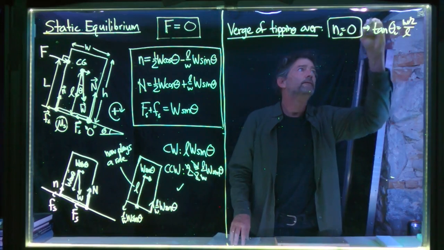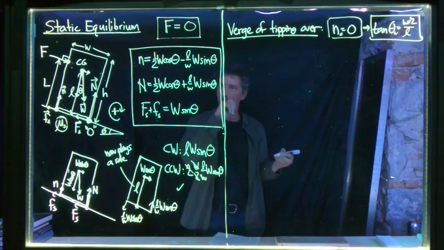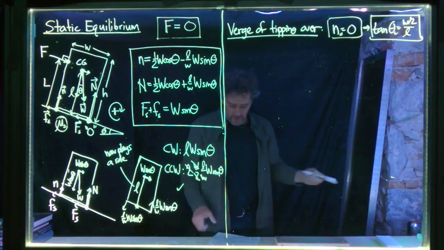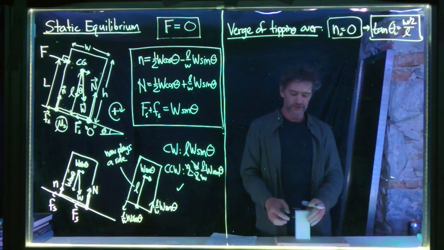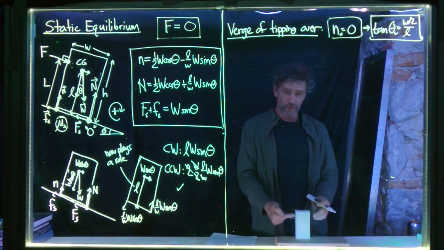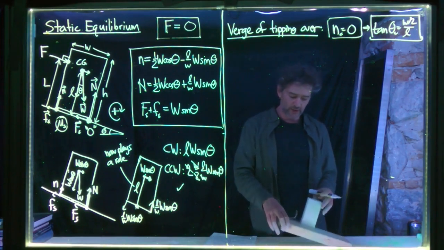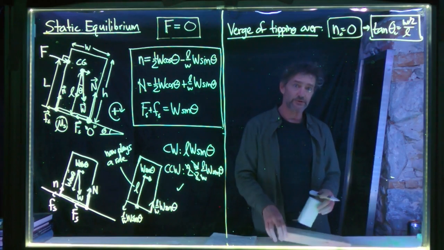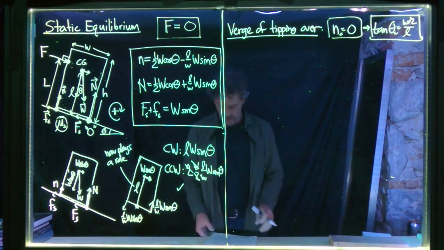Now little L. Okay. Now, last time we had theta equals 0, and we solved for the critical force, F critical, to make the left leg normal force equal to 0. Now we're solving for the critical angle to make the left leg normal force equal to 0. Okay? Perfect. So we've solved for that angle.